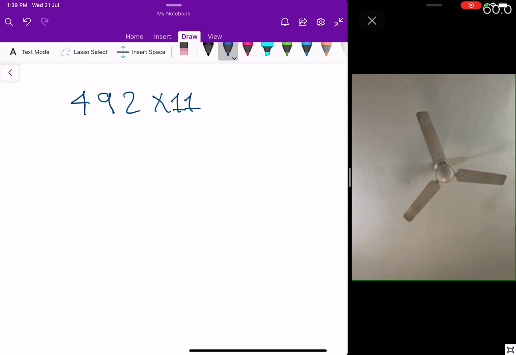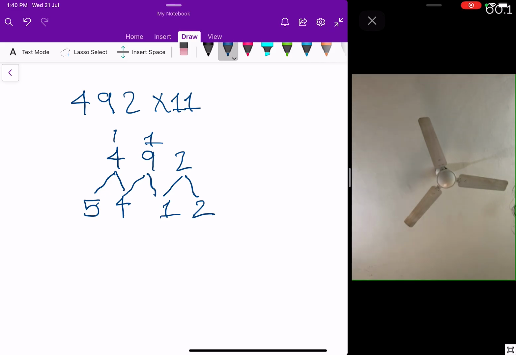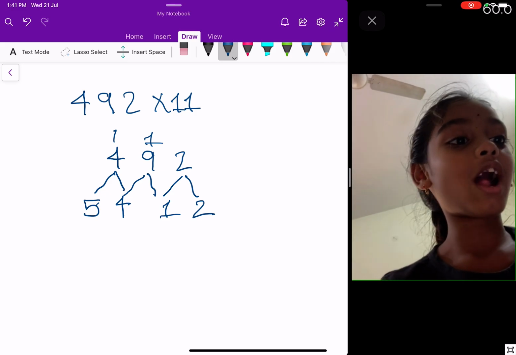Then you can write 492 like this, next like this. Write 2 here, and 9 plus 2 is equal to 11. Write 1 here and carry 1 here. 9 plus 4 is equal to 13, plus 1 is 14. Write 4 here and add 1. 4 plus 1 is equal to 5. The answer is 5412. You can check the answer with a calculator also.